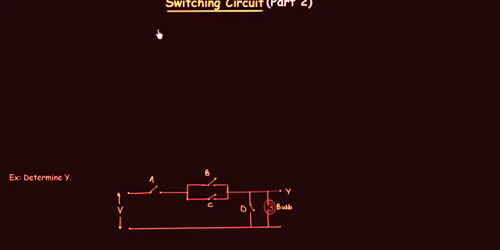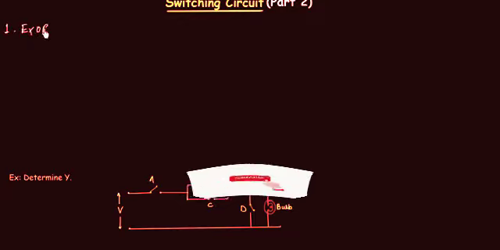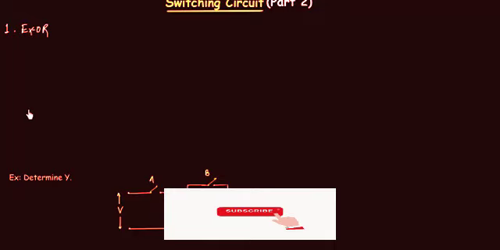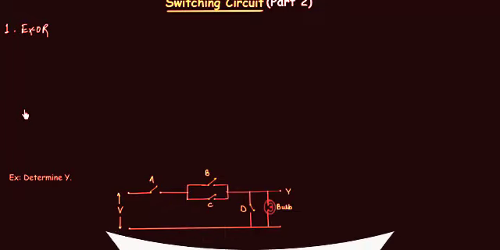In the last presentation, we completed the switching circuits for basic gates AND, OR, NOT, and also for the universal gates NAND and NOR. In this lecture, we will find out the switching circuits for the exclusive gates. The first exclusive gate is XOR, and we will first look at the truth table for the XOR gate.